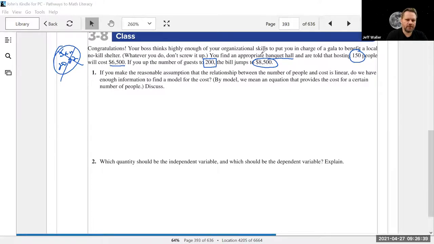Can somebody tell me? All right, let me see how I want to say this. Let me just ask it like this and then I'll build it up to you. Do we have enough information to write the equation of a line? Not do you know how to do it, but do you think we have enough information to find the equation of number of people versus cost?